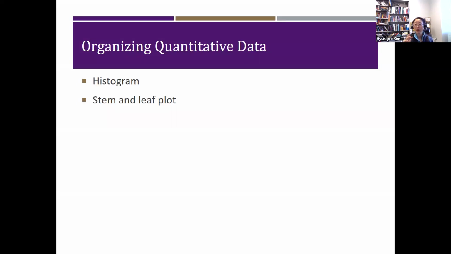Histogram, I am pretty sure that you've seen it before. It looks like a bar graph, except your x-axis actually has numeric values. Your bars are touching, unlike a bar chart where the bars are not touching each other. So we will be talking about the histogram and stem-and-leaf plot.